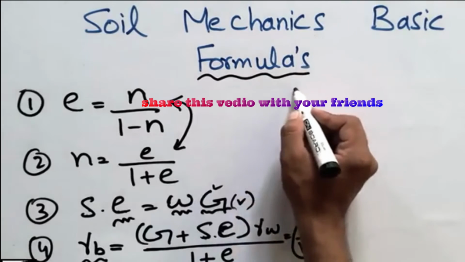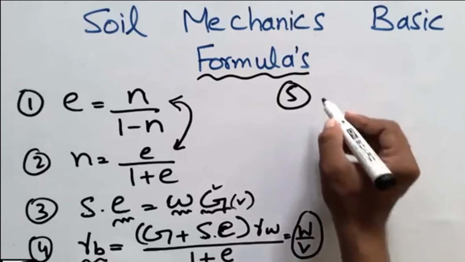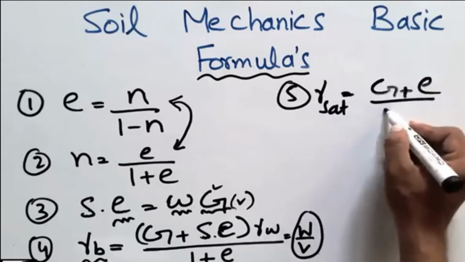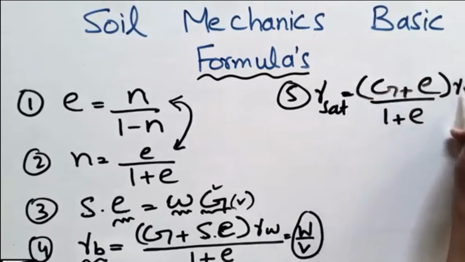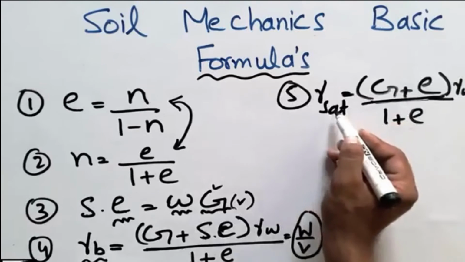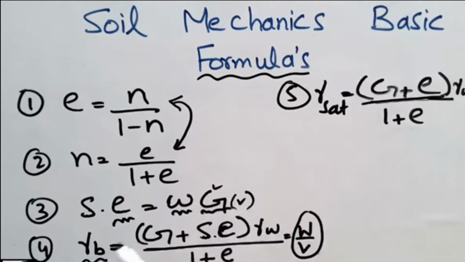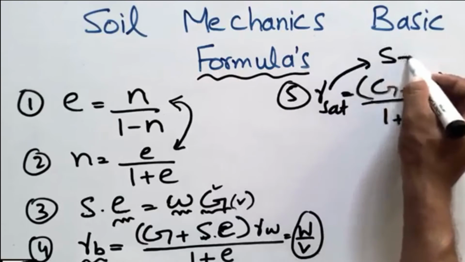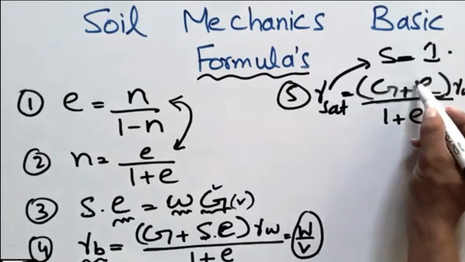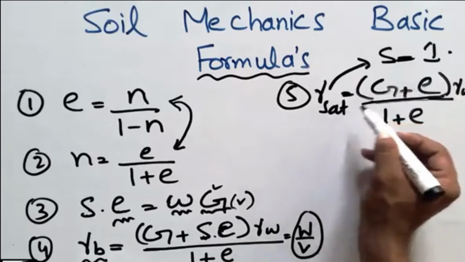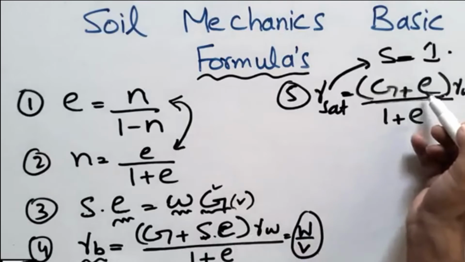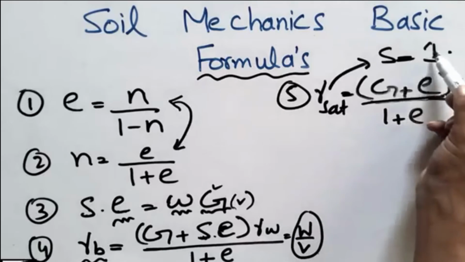The fifth formula used in soil mechanics is gamma_saturated = (G + e)·gamma_w / (1 + e). The only difference between gamma saturated and gamma bulk is that here there is no S, because in the saturated case the degree of saturation is equal to 1, so we place 1 there. This is then called gamma saturated. We can learn this formula easily if we already know the previous one, just by removing S, because S is 1 in the saturated case.